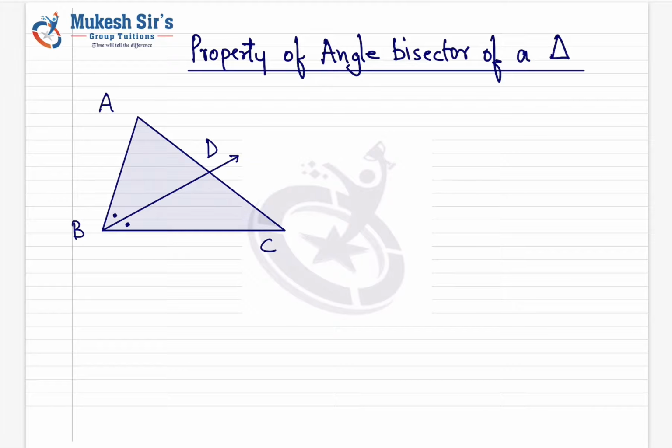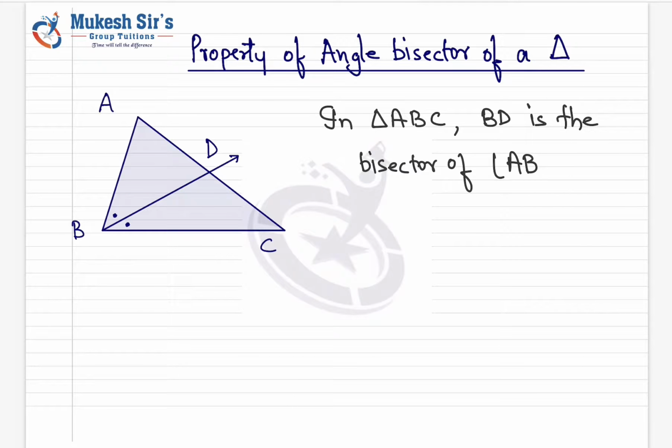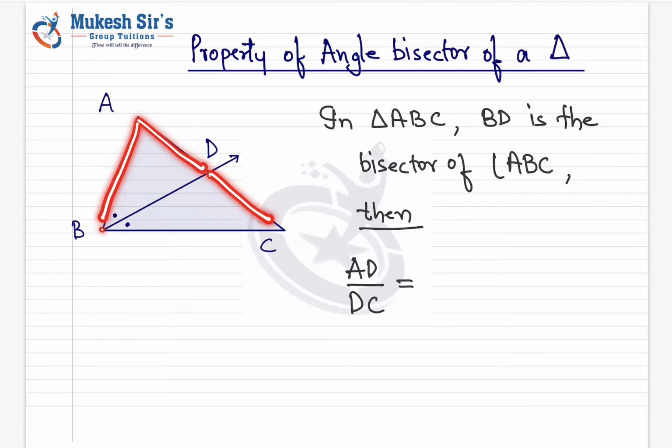So as per that property, in triangle ABC, you can see BD is the bisector. BD is the bisector of angle B. You can say angle B or angle ABC. Now if BD is the bisector of angle ABC, then this bisector divides the opposite side in the ratio of the remaining two sides. So you get AD upon DC. ये bisector है बराबर, तो क्या मिलेगा? AD upon DC is equal to AB upon BC.